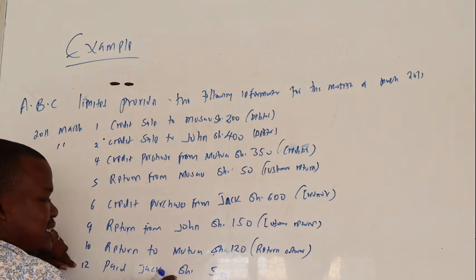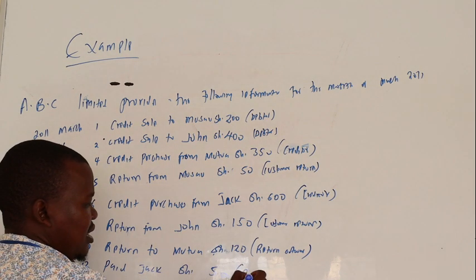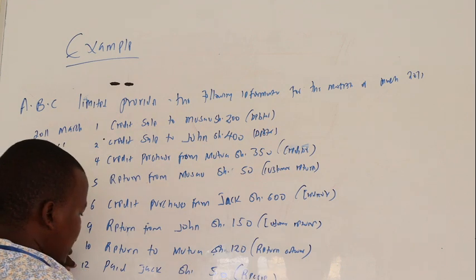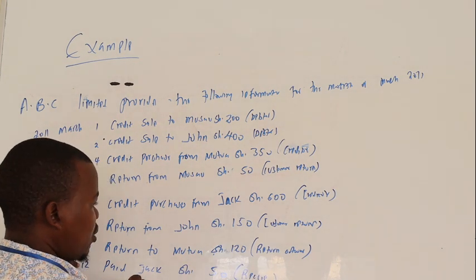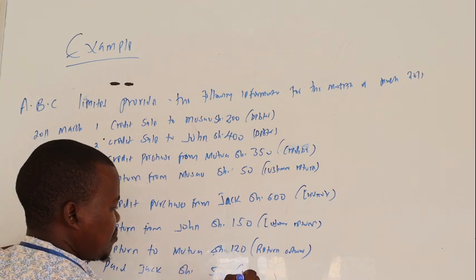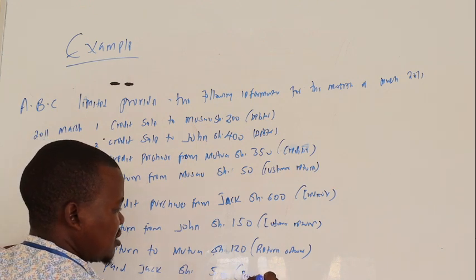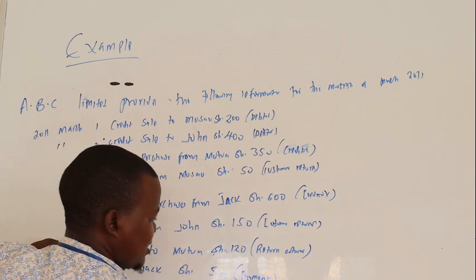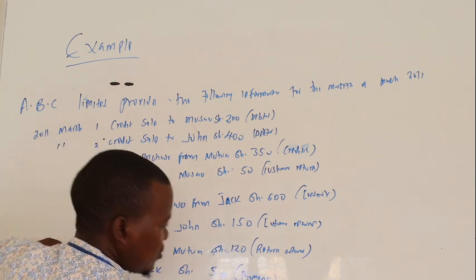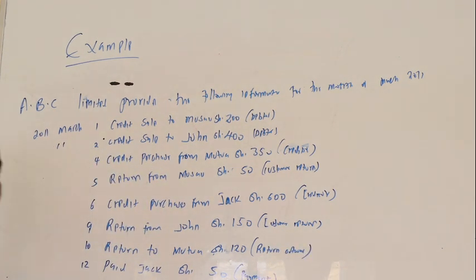Paid John. This is a cash receipt. This is a receipt. Received money from Musau. This is also a payment we made. Payment, not receipt. Sorry, class. Then on 13 we received money. This is a receipt. That's how you analyze a question.